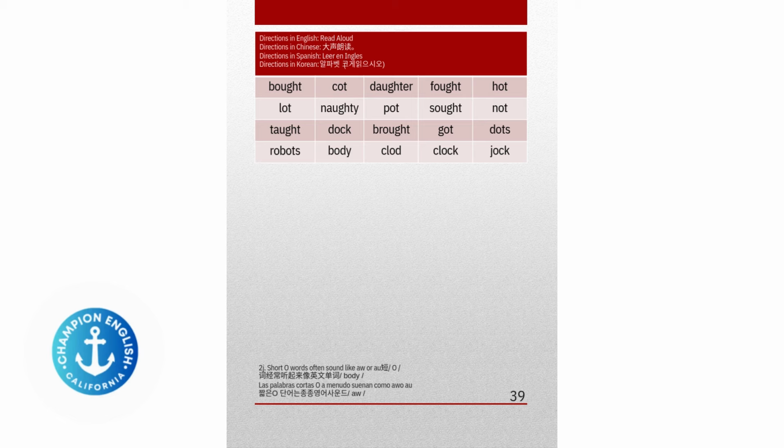We also have a few other words here. Cl and ought, clawed. Cl and ought, clock. J and ought, jock. And I missed b and ought, body. Okay, now go ahead and say each word again by yourself. Bought, caught, daughter, fought, hot, lot, naughty, pot, sought, not, taught, dock, brought, got, dots, robots, body, clawed, clock, and jock.